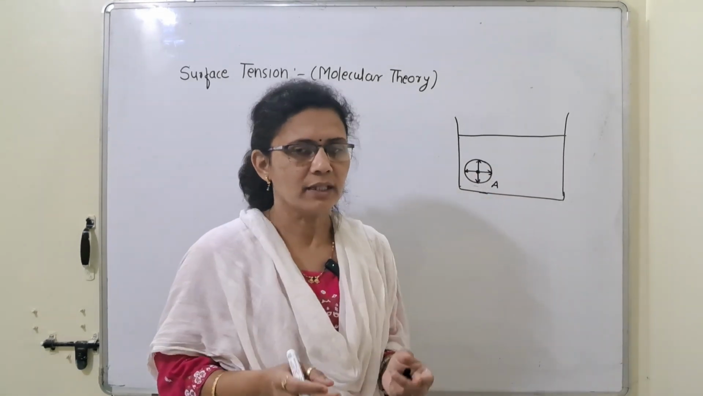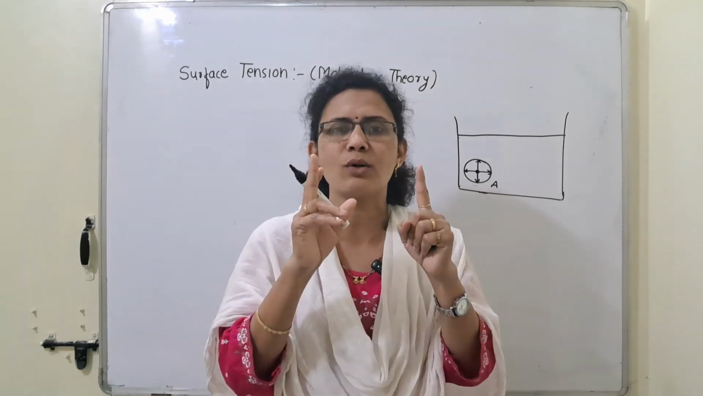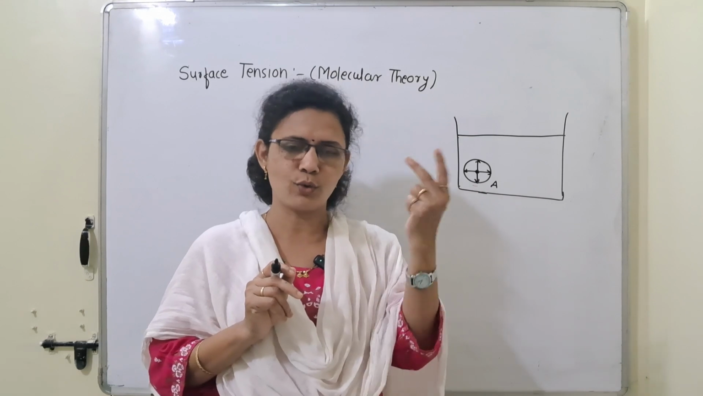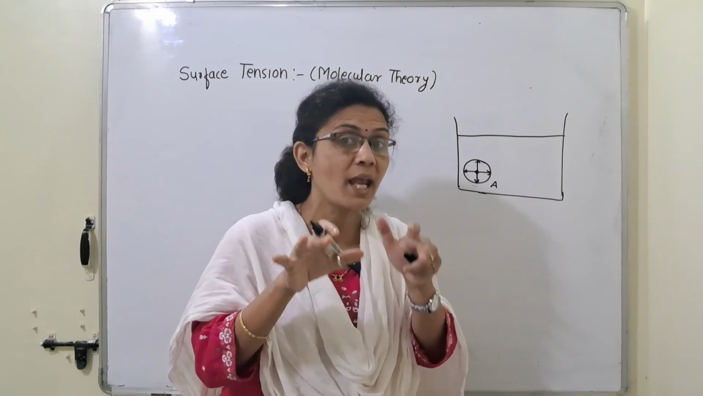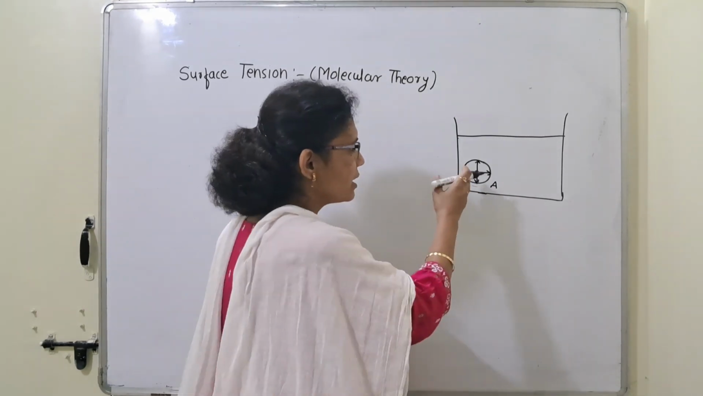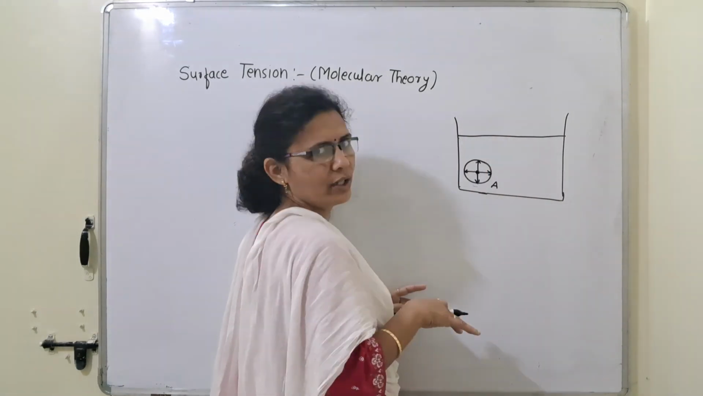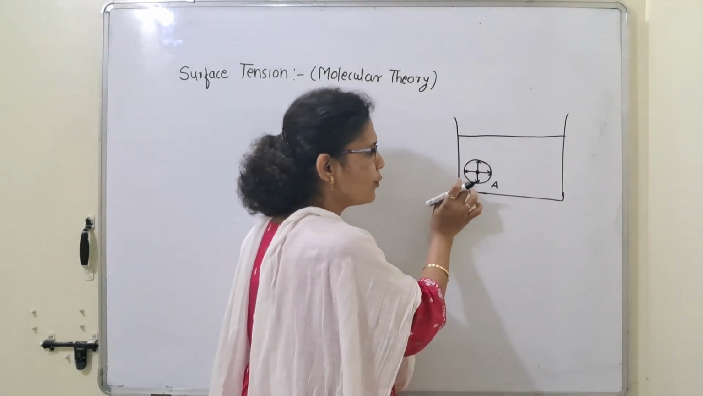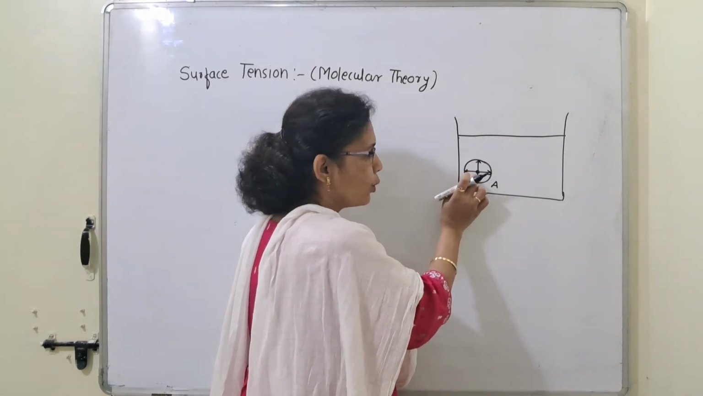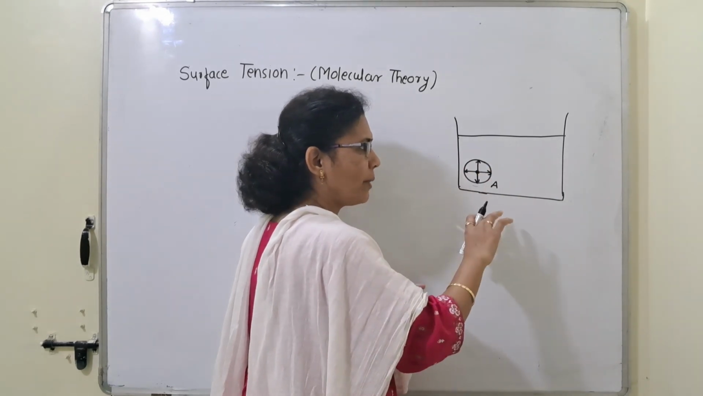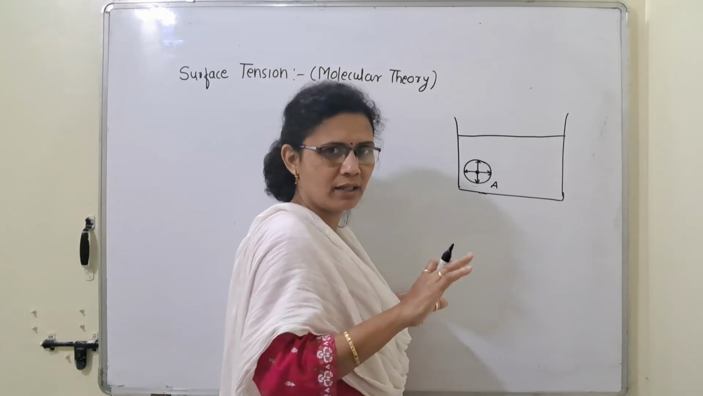And we know that the force of attraction between the molecules of the same substance is called cohesive force. There are 2 types of force, cohesive force and adhesive force. The force of attraction between the molecules of the same substance is cohesive force, and this sphere of influence of molecule A is totally inside the liquid, so only cohesive force will act on this molecule A. What I am saying, see, this molecule is only attracted by the molecules of water only. There is no other substance, no other liquid.